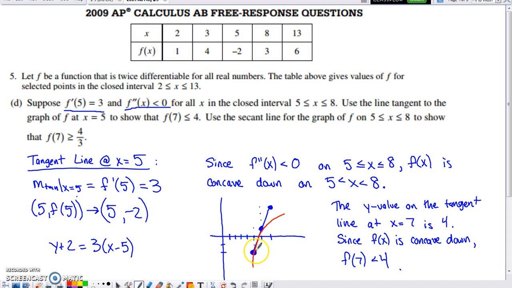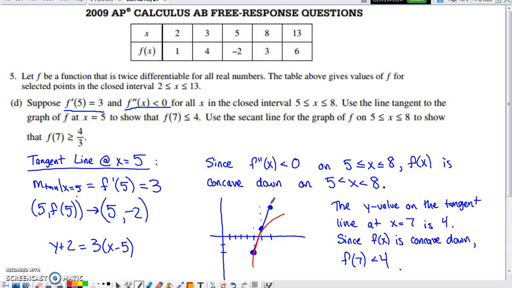Well, check this out. If we actually piece together the tangent line from the point of tangency, 5 comma -2, rise of 3, run of 1, since our slope is positive 3, we get to this ordered pair at 6 comma 1. Well, if we rise up 3 more and run over 1 more, this ordered pair right here is going to be 7 comma 4.